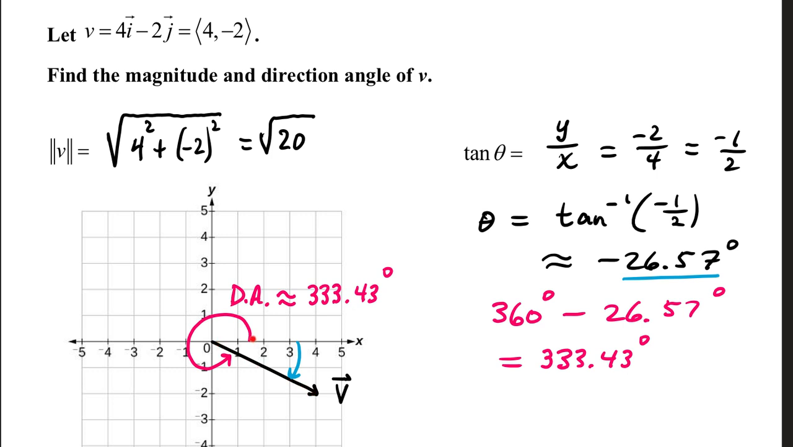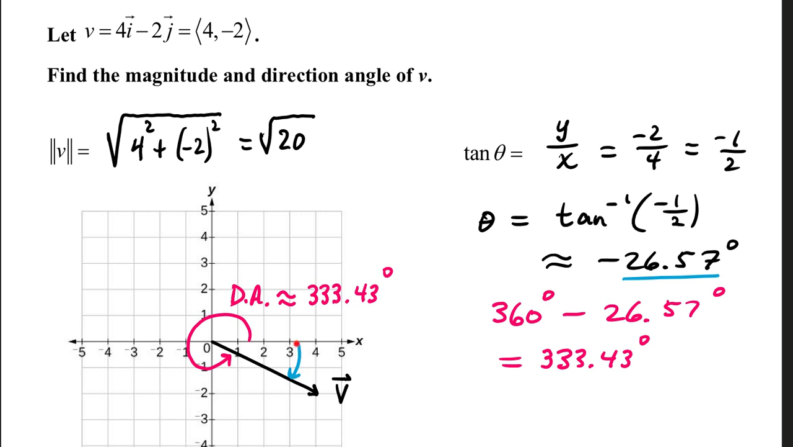Direction angle is the angle from the positive x-axis counterclockwise to your vector. Tangent theta is equal to y over x. For this problem, that's -2/4, which is -1/2. Tan inverse of -1/2, using your calculator, is -26.57. Now remember, with tan inverse, we're restricted to the right side, quad 1 and quad 4, specifically quad 4, so you get an angle that opens negatively.